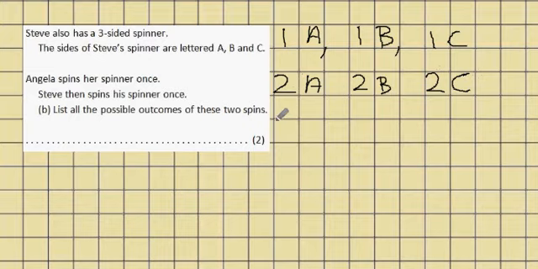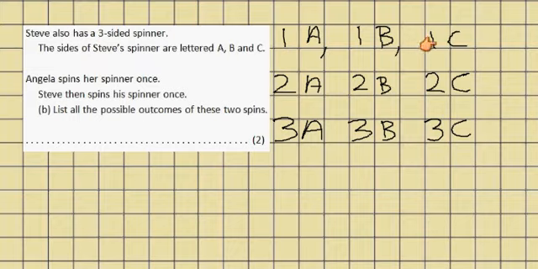The last possibility for Angela is if it lands on a 3. And again, we just list all the possibilities. So it could either land on 3 and then A for Steve, or 3 for Angela and B for Steve, or 3 for Angela and C for Steve. So we've written all possibilities.